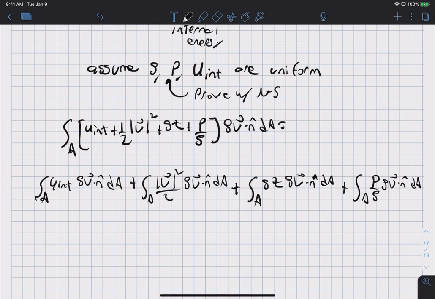We're assuming that U_int is uniform, so you can yank that out. But you cannot yank out rho V dot n hat dA because V is not uniform. And for the V squared term, there's essentially nothing we can do except maybe pull out rho, because rho equals a constant. Here we will assume that the change in Z across a given flow area is small, so assume that's uniform.